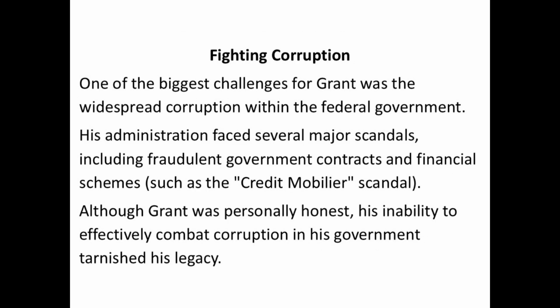Fighting corruption. One of the biggest challenges for Grant was the widespread corruption within the federal government. His administration faced several major scandals, including fraudulent government contracts and financial schemes, such as the Credit Mobilier scandal. Although Grant was personally honest, his inability to effectively combat corruption in his government tarnished his legacy.